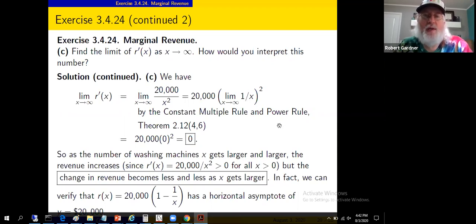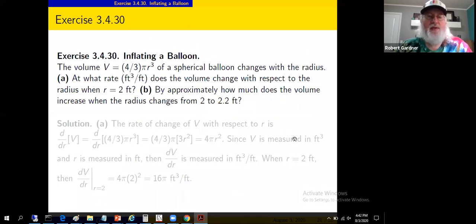Let's do one last example. This time, the idea of inflating a balloon. They'll give us a formula. They'll ask us some stuff about rates of change. We're told the volume of a spherical balloon is 4/3 pi r cubed. That's a formula for the volume of a sphere. The volume of a spherical balloon changes with radius. At what rate does the volume change with respect to the radius when r equals 2 feet?